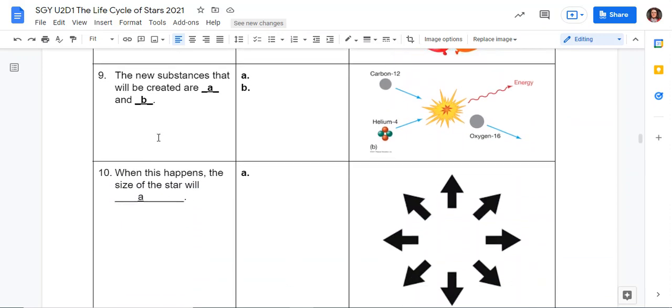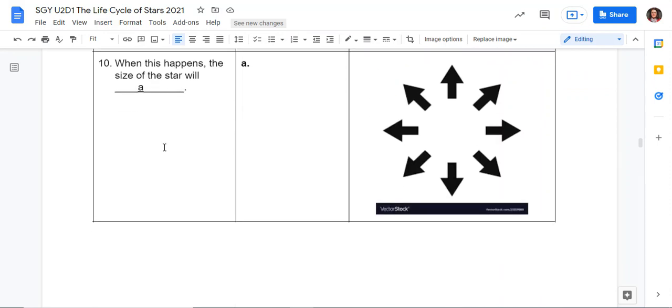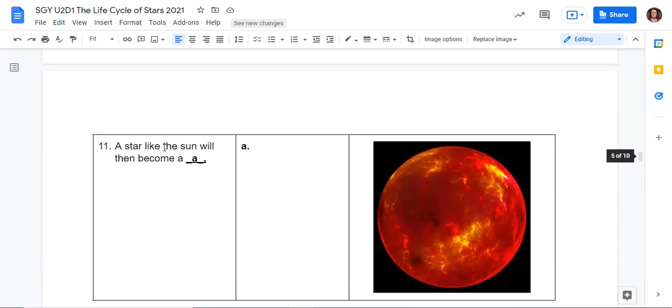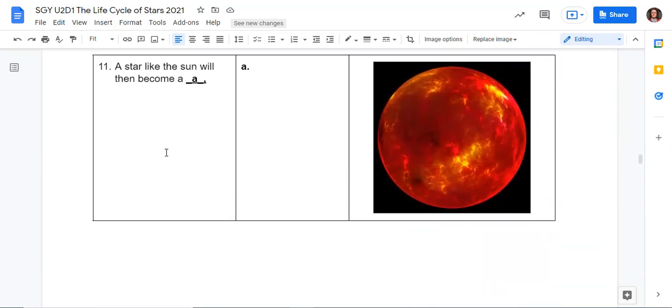Number 9, the new substances that will be created once a star begins to burn up all its helium and can continue are carbon and oxygen. And those heliums create carbon, oxygen, and energy. When this happens, the size of the star will expand. The star, like the sun, will then become a red giant.